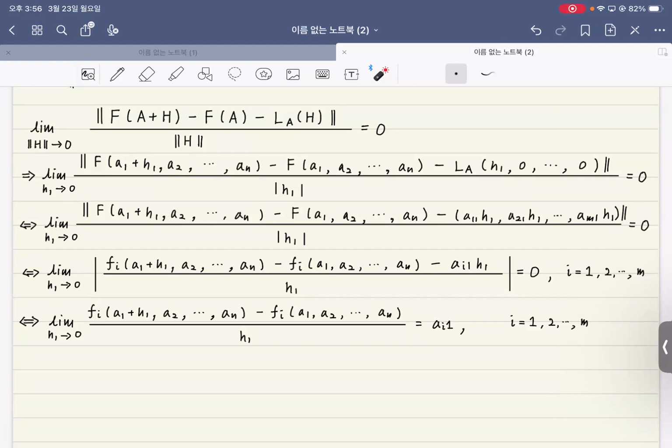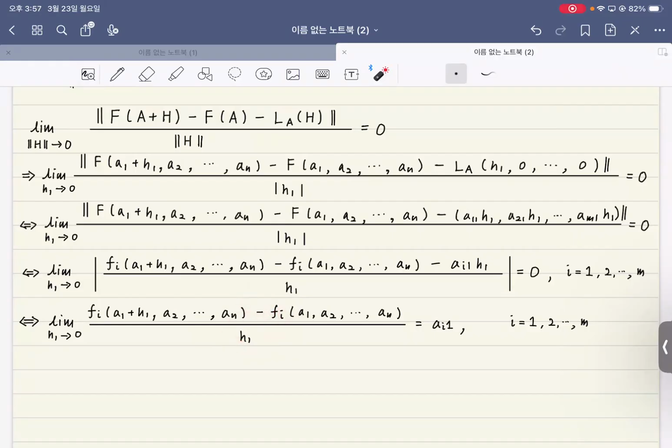So again, this is not just a single equation, but these equations are true for all i's from 1 to m. So they are m such limits. Okay, all right. Now, this last expression looks very much like an ordinary differentiation in freshman calculus, right?